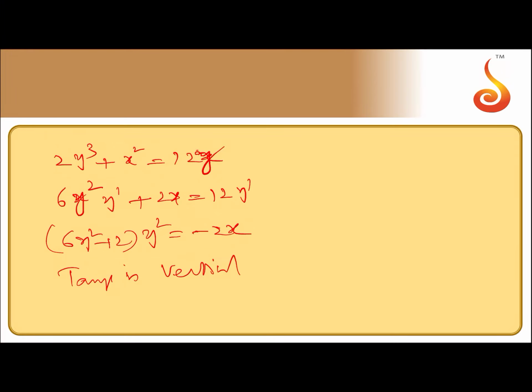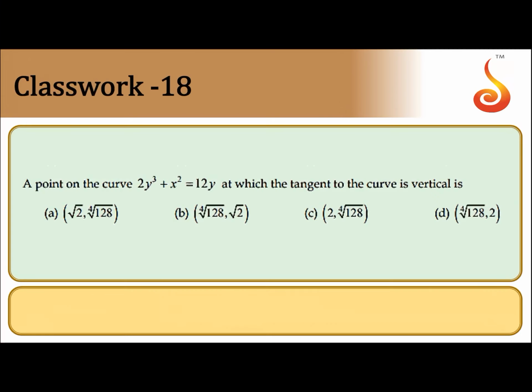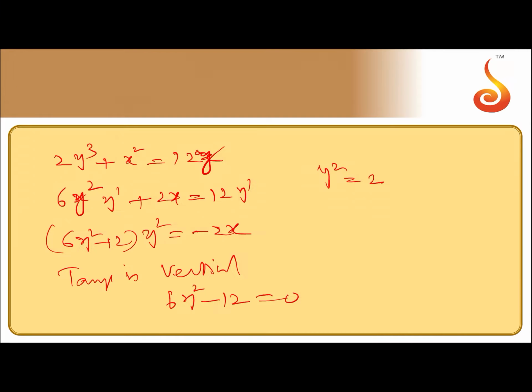vertical. Tangent is vertical means that is 6y square, coefficient of y square has to be 0. That means y square must be equals to 2. So y square is equals to 2. So definitely the slope, what do you require to calculate? Y square is equals to 2 means y equals to plus or minus 2 is only one choice option there. I think it is D answer.